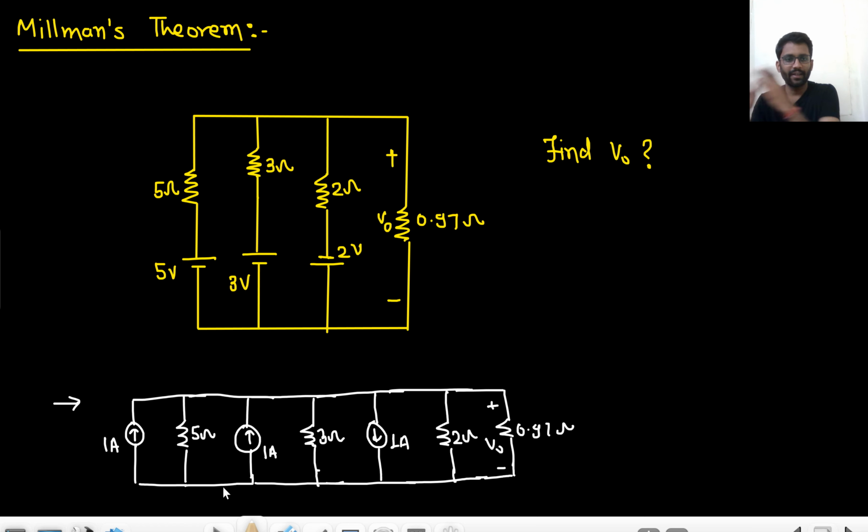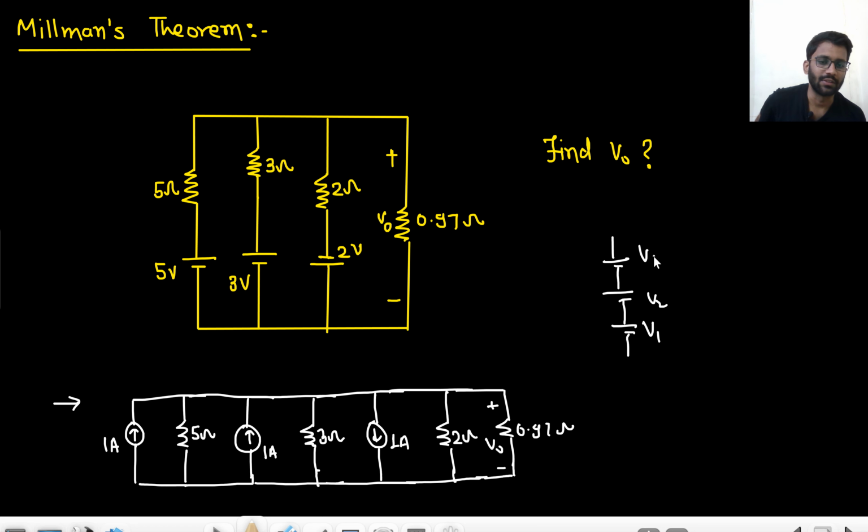So total current can be added, right? If voltage sources are in series, we can add them up, right? V1 plus V2 plus V3. Let's just assume this is V1, this is V2, this is V3. So what will be the potential here? From here to here you will go V1 plus V2 plus V3. The potential here will be V1 plus V2 plus V3.